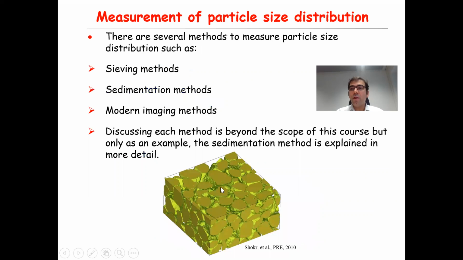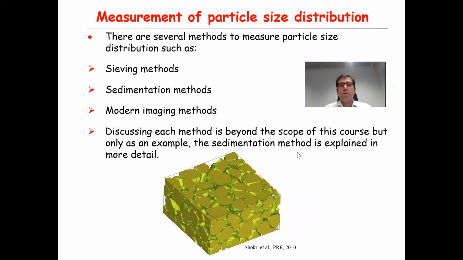There are several methods to measure particle size distribution. I just mention a few of them here: sieving methods, sedimentation methods, or more modern imaging methods. For example, here I show an example where you can see the arrangement and shape, and as well you can measure the particle size of a sand pack. This is again our own research result. I believe this was measured by synchrotron X-ray tomography, and the experiment was conducted at the Swiss Light Source in Switzerland. The work was published in Physical Review E in 2010.